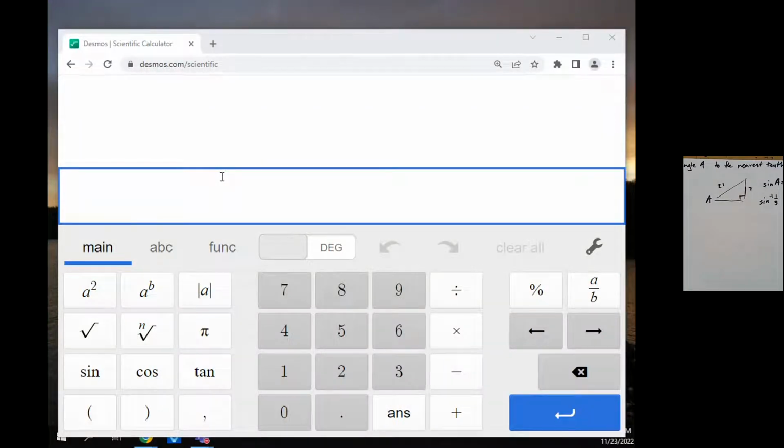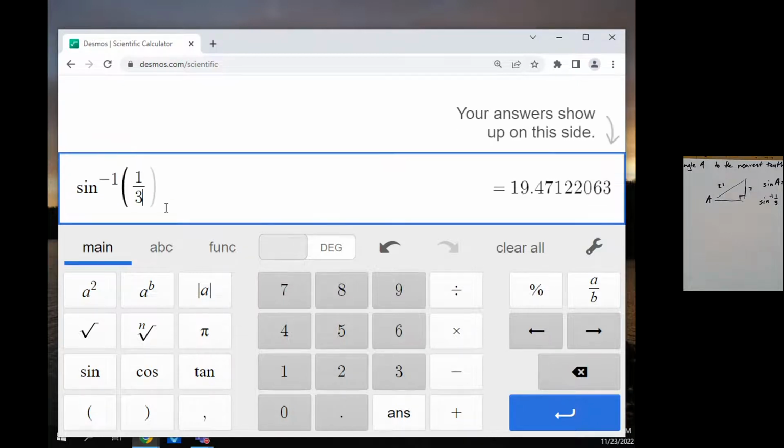And I'll just do sine to the -1 of a third, which gives us 19.5 degrees. Just make sure that this is in degrees, so 19.5 degrees is what we're looking for here.